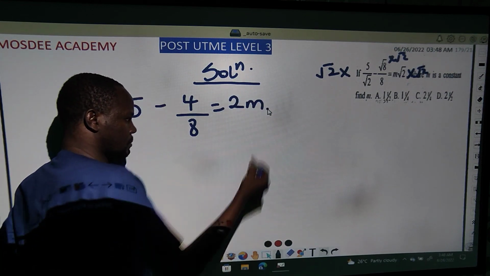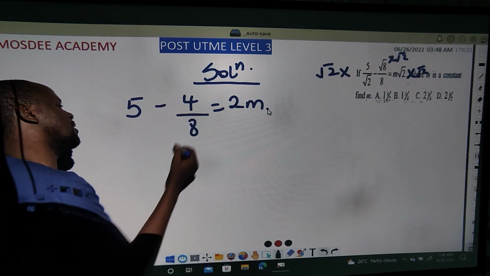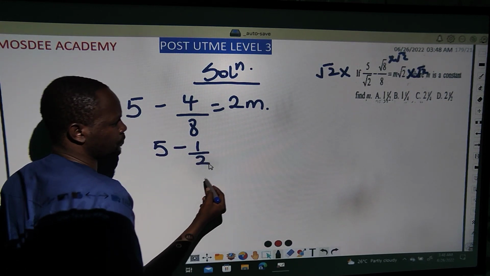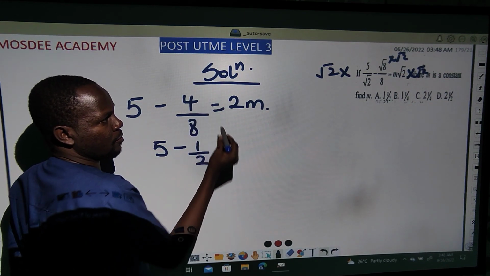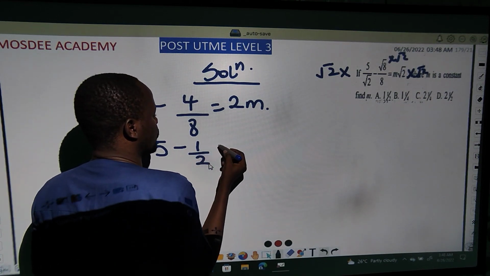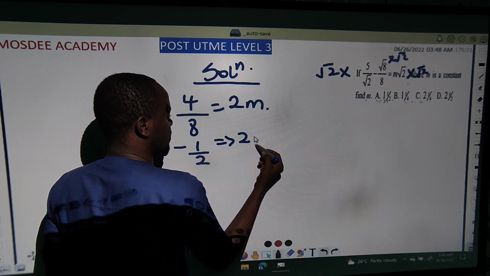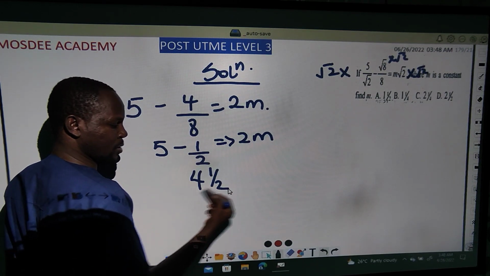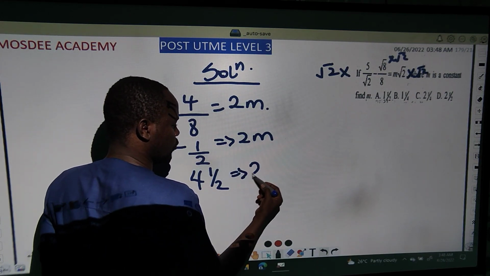2m. Now, here 4 over 8 is 1 over 2. 5 minus 1 over 2. That's 4 here, 1; 4 here, 2. I hope you understand what I'm doing. So it is equal to 2m. 5 minus a half, like I said, is 4 and a half. If you don't want to do all those, it is equal to 2m.